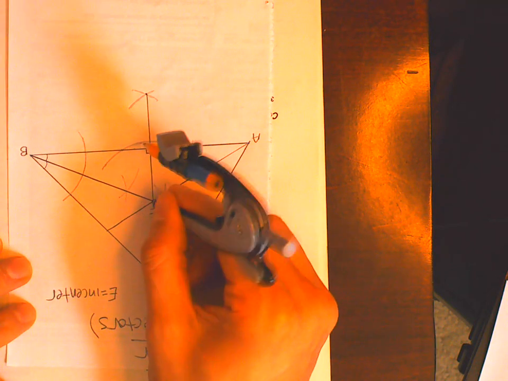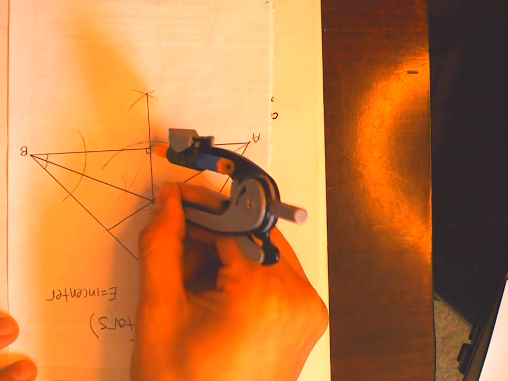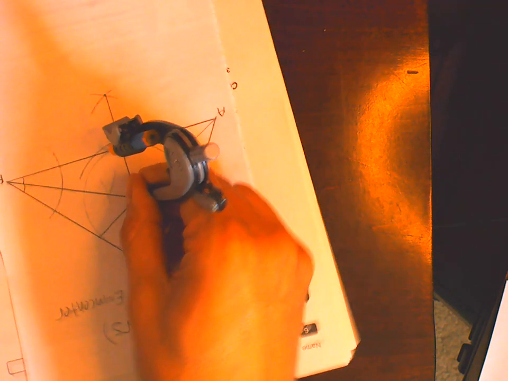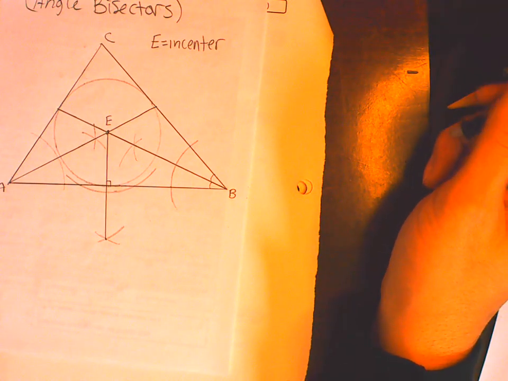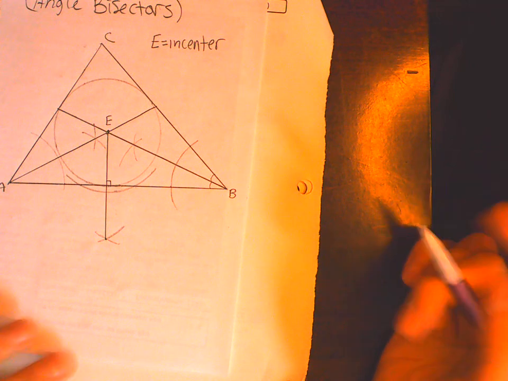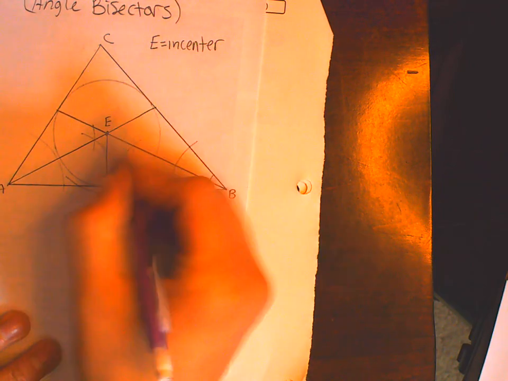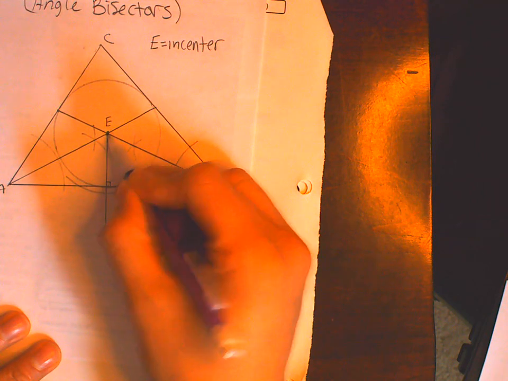Check this out. From E to that point of intersection, if you did this correctly, which actually mine came out pretty good, I'm not going to lie, you can inscribe a circle inside. So what does that really mean? It means that the distance from here to here is the same as the distance from here to here, and the same as the distance from here to here.